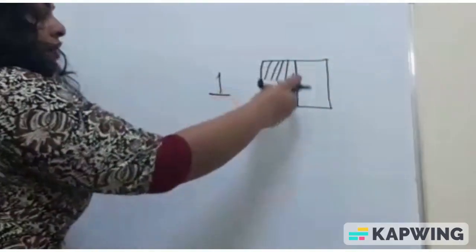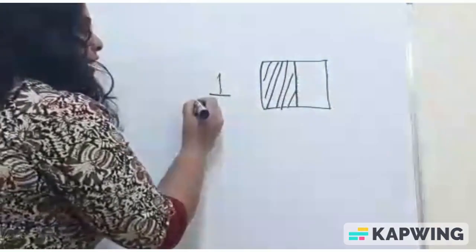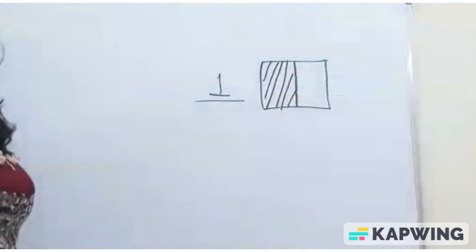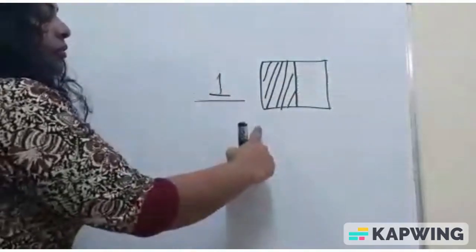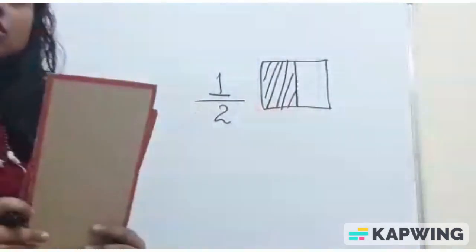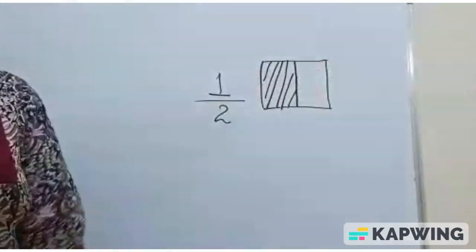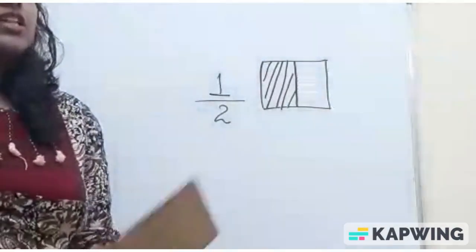And what did I do? I tried to cut in between, right? So then what happened? 2 parts. So I'll write a line in between. It is known as by. And how many in total? 1, 2. I write 2. That number is 2.